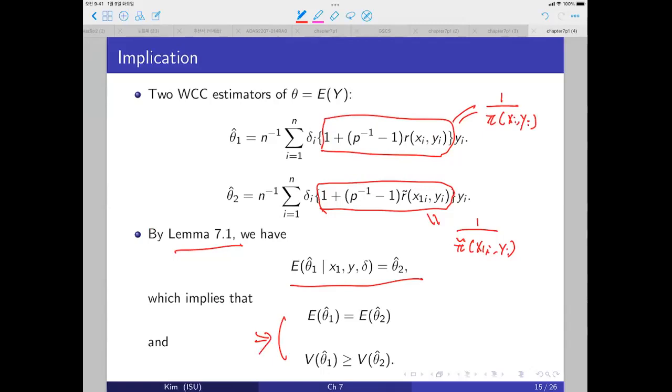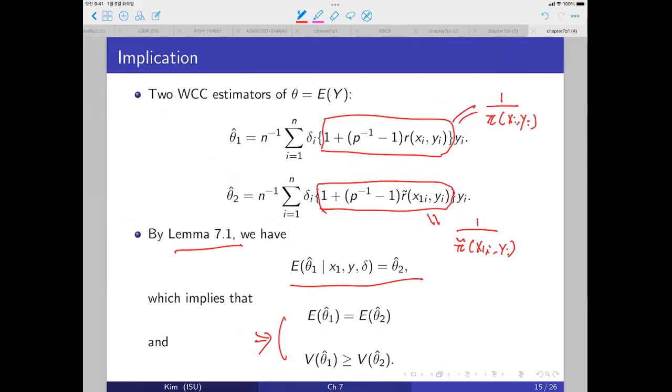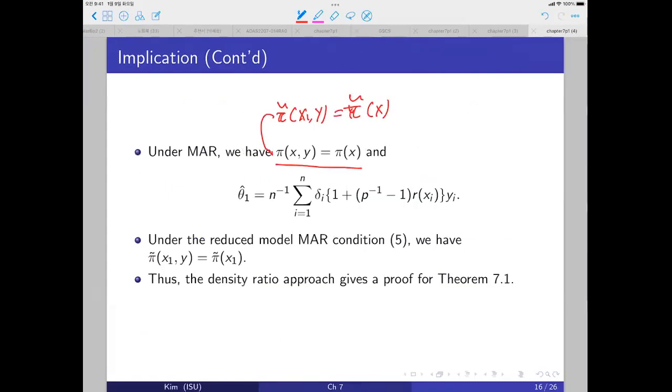Okay, and then to finalize the proof, we need to use this conditional, pi tilde of x1, y is pi tilde of x. So we need to use these two properties, because we start with the missing at random, right? So really this R is free of R, and R tilde is actually free of Y, Yi. Then you get what we want to show.